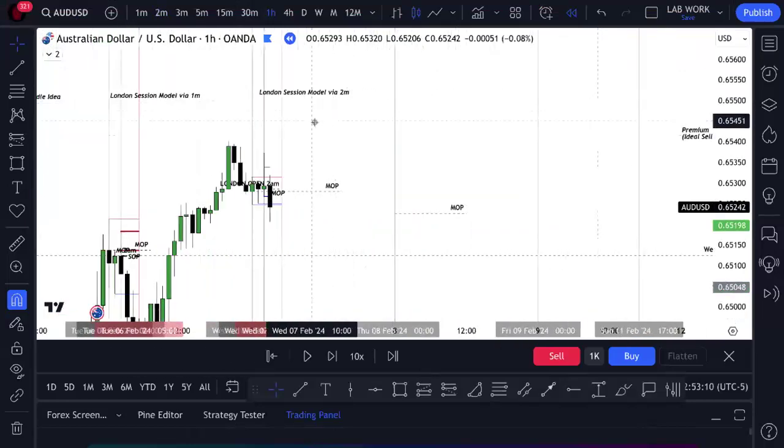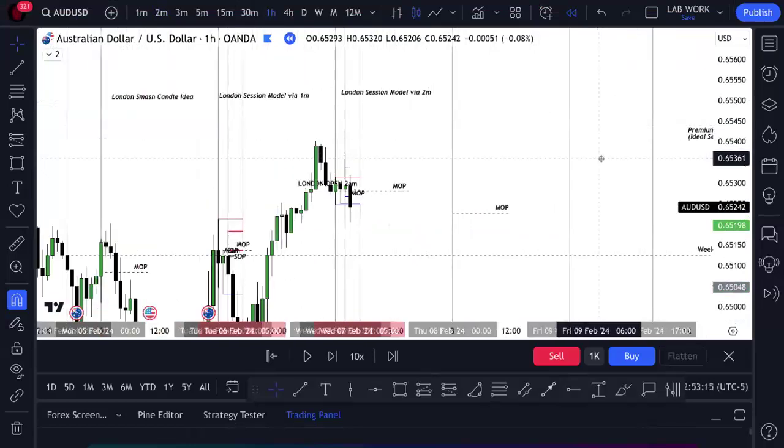Yep. London session, 2-minute entry right there. So we're going to jump on to another topic. The next topic we're going to talk about is going to be our interest rate differentials.